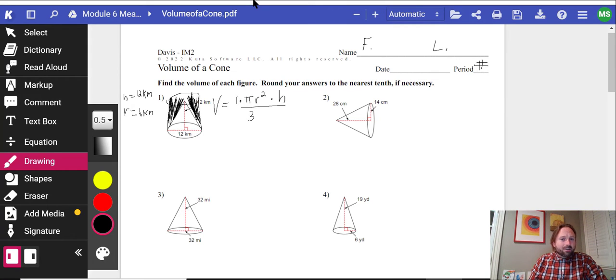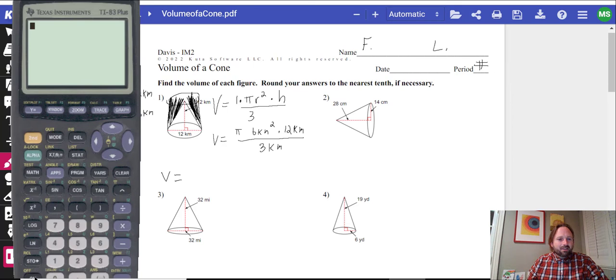Alright, so now let's plug in our information. We know the volume is equal to pi times the radius squared, so that's going to be 6 kilometers squared times 12 kilometers. Now, if I use my handy-dandy calculator, get out your calculator, let's go. Turn it on. Pi times 6 squared times 12, and then I'm going to divide by 3.